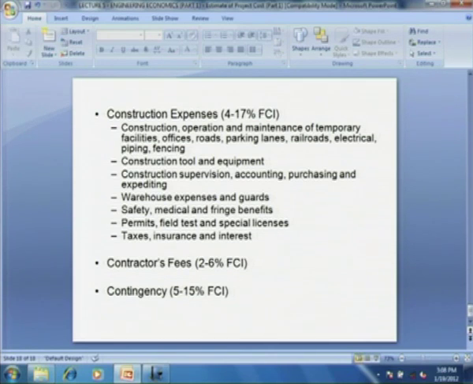Then finally are the two components: the contractor's fee, that is typically 2 to 6% of fixed capital investment, and then contingency, which is 5 to 15% of fixed capital investment. Contingency grant is for unforeseen expenses such as suddenly prices rise, or if there is any flood or any natural calamity, then the funds required for the damage caused or to compensate for the price rise.